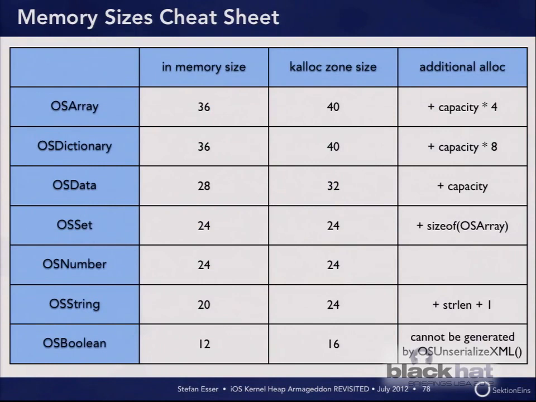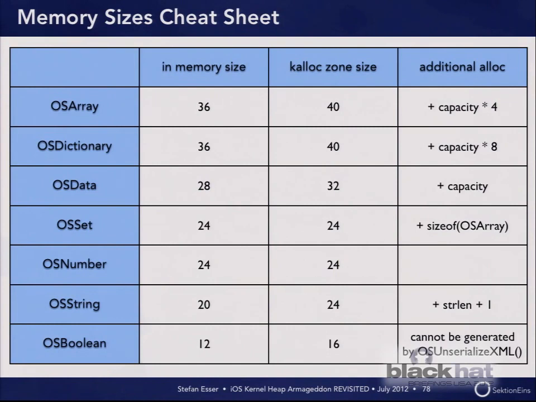Oh yeah, before the talk, I removed a bunch of slides because that would be just too complicated and it's not really useful in this case. So this is a leftover that might be useful or not. The idea here is it's a memory size cheat sheet. If you create an OSArray in memory, the OSArray itself is 36 bytes in size, but because it's allocated through kalloc, it's put into the kalloc.40 zone. And additionally, when you create this OSArray object, you will allocate more memory, which is capacity times 4. Because inside an array, you only have pointers to the element objects, since an array is just a numerical index from 0 to the end.